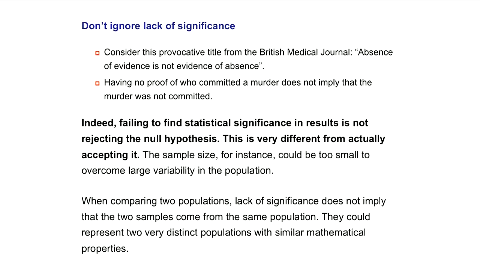Similarly, just because you don't have enough proof that someone committed a murder does not mean that the murder was not committed, or necessarily that that person didn't do it. It means that you go out and check to see if maybe you need to get a larger sample size. So overall, these are a couple of cautions to be aware of when we talk about statistical significance. Statistical significance doesn't mean that it's substantively important. And a lack of statistical significance doesn't mean that there isn't a relationship.